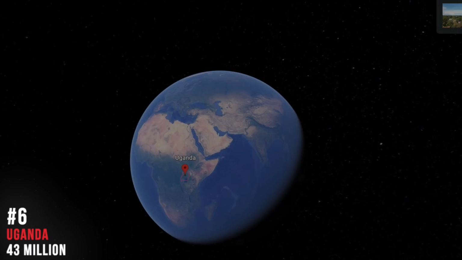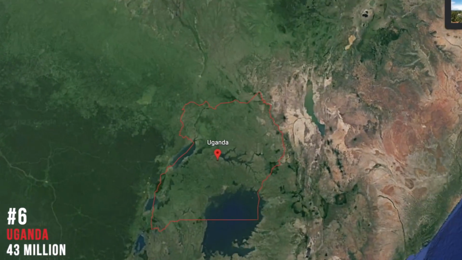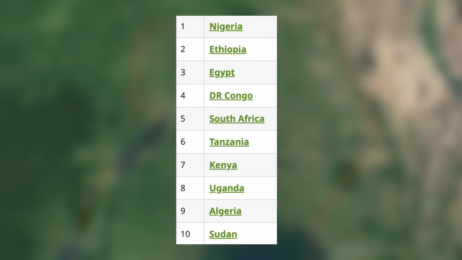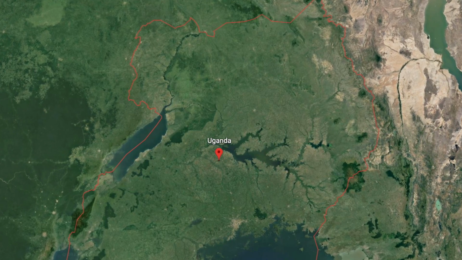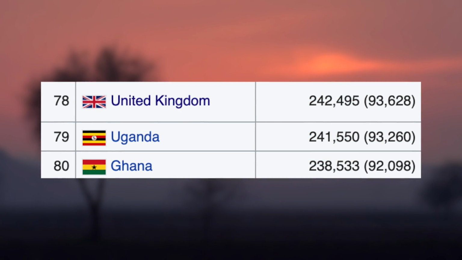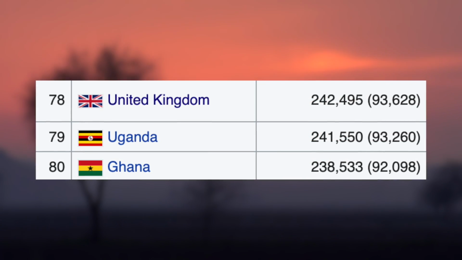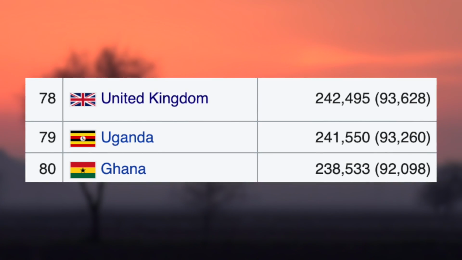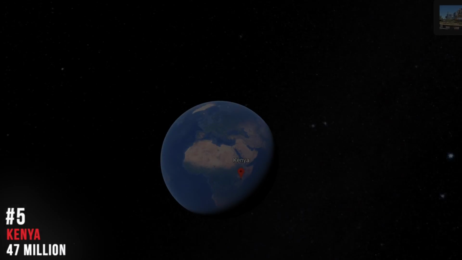Number 6. Uganda, 43 million. Uganda is the 8th most populated country in Africa and the 34th most populated country in the world. Uganda is a relatively small country. It actually ranks as the 79th largest in the world at around 241,000 kilometers squared, just smaller than my home country, the United Kingdom.